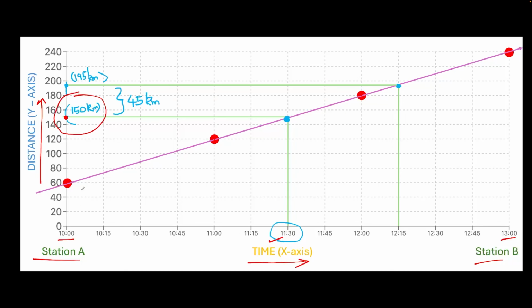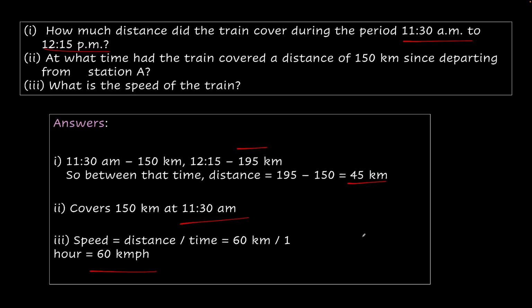If you see, for every 1 hour, from 10 a.m. to 11 a.m., what's the distance that's being covered? At 10 a.m., we were at 60 kilometers, and at 11 a.m., we are at 120 kilometers. So that means in 1 hour, the train is traveling 60 kilometers, correct? 120 minus 60 is 60 kilometers. So speed equals distance divided by time. 60 kilometers divided by 1 hour is 60 kilometers per hour. That is the speed of our train. And that's that. We finished our questions.